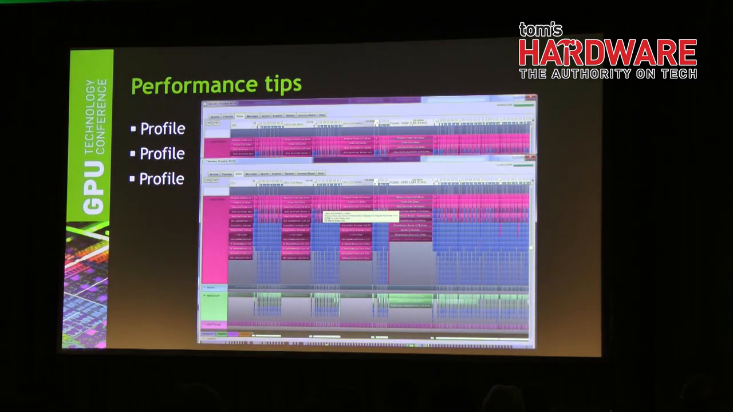Also, make sure you profile, and definitely profile your code. This was a case where these are all the same call. This was us calling SetCursor over and over and over again, and it took a staggeringly long amount of time on frames. This is almost a 200 millisecond frame, and nearly a third of it is us calling SetCursor.